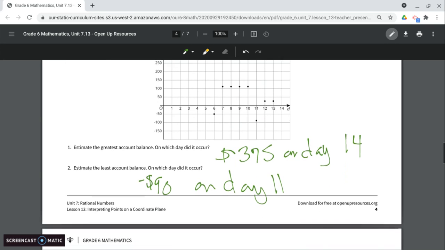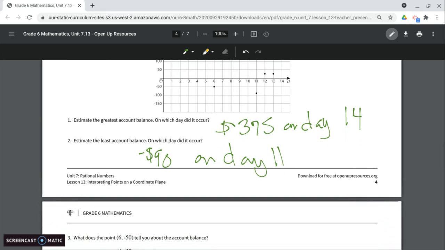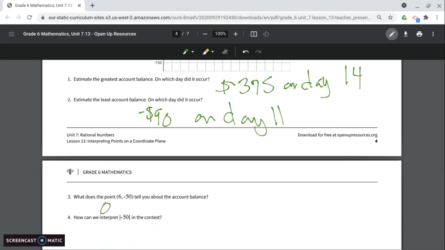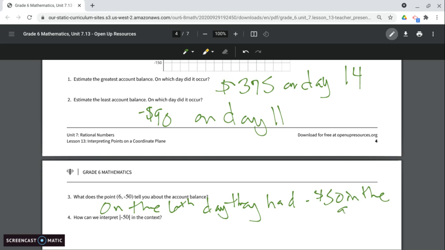All right. For number 3, what does the point (6, -50) tell us about the account balance? So (6, -50) was right here, so that tells us on the 6th day, they had negative $50 in the account.